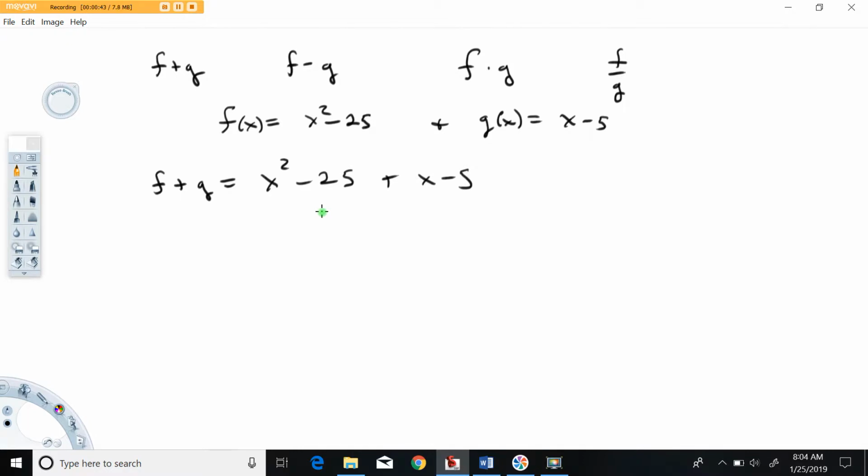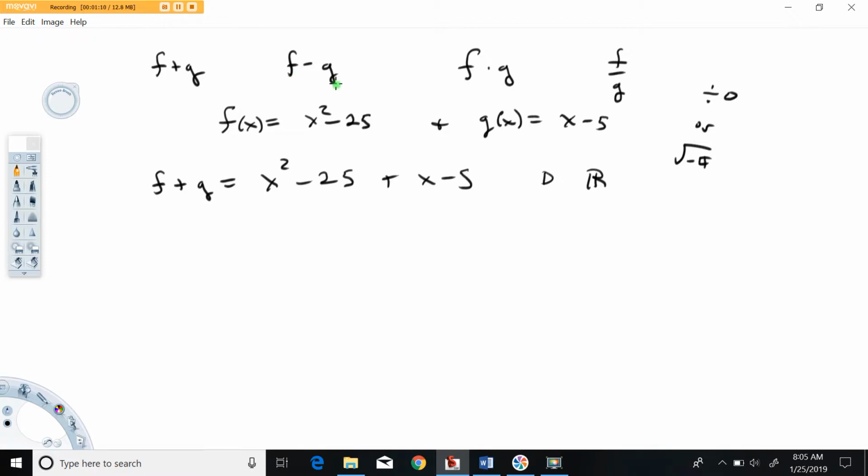But now to state the domain, remember the advice I always give for domains of algebraic functions. Assume all real numbers unless you can find a problem. The problems that occur are division by 0 or square rooting negative numbers, or fourth root or sixth root, any even type of situation there. Neither of these are occurring, so the domain is all real numbers.